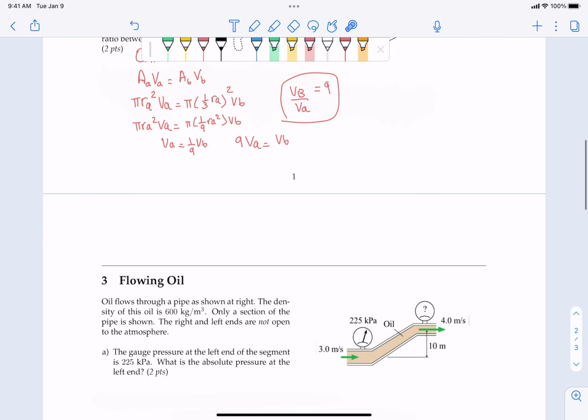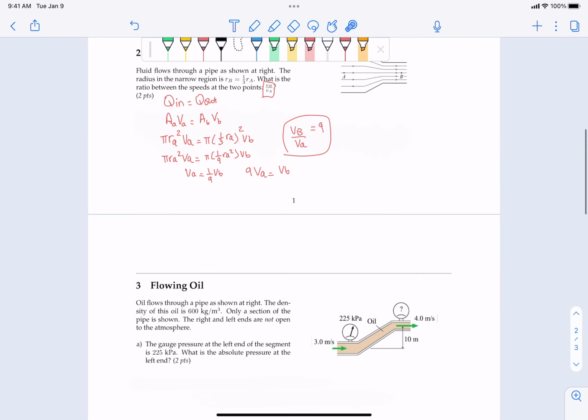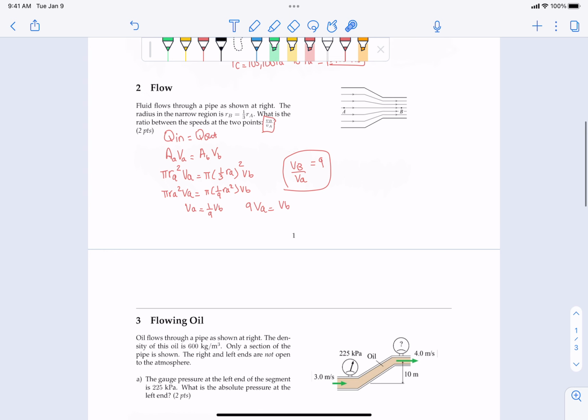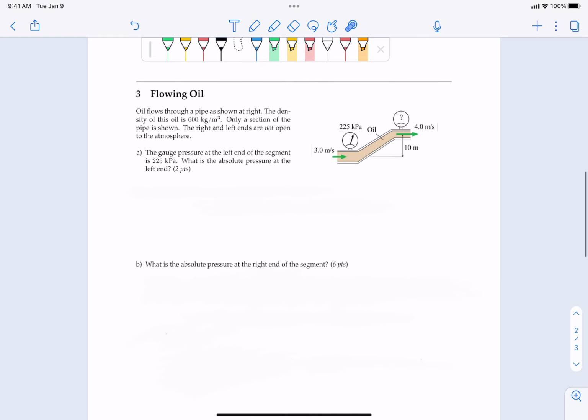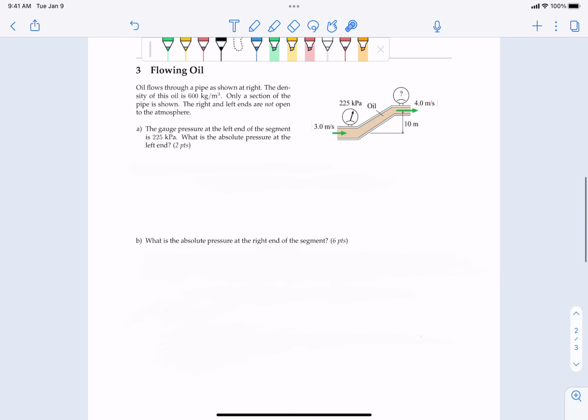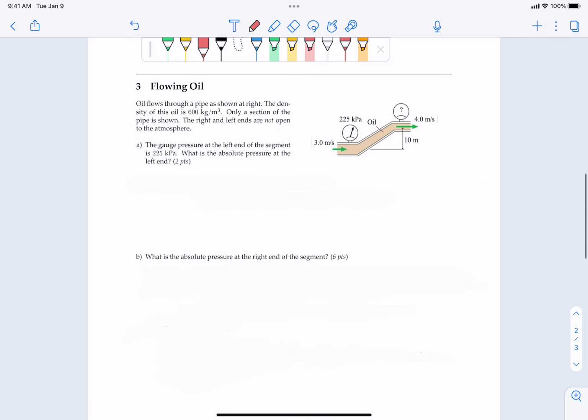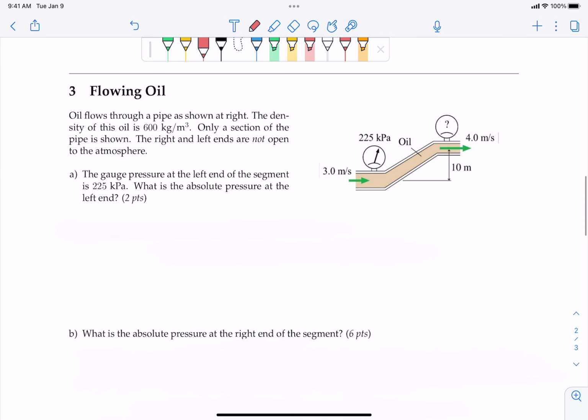Anyway, we can probably move on to problem 3 if there aren't any other questions about problem 2. And if there are, we can go over those later if you guys want. But problem 3, flowing oil. So we have oil flowing through a pipe. Density of the oil is 600 kilograms per meter cubed. Only a section of the pipe is shown. The right and the left ends are not open to the atmosphere.